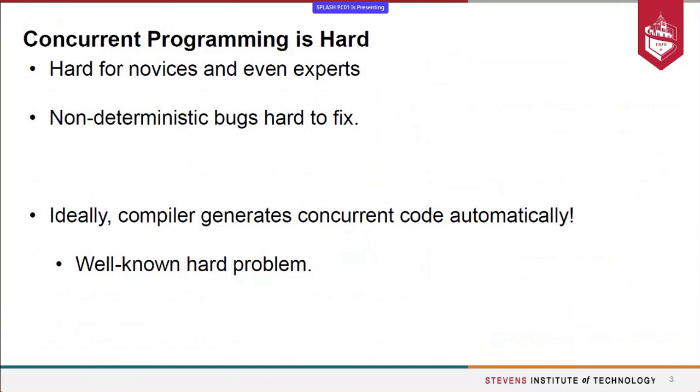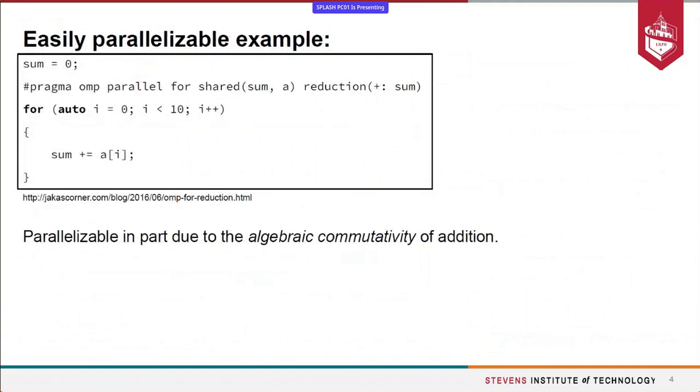So the dream is to have a serial program and have a compiler generate concurrent code automatically. But once again, the field of parallelizing compilers is well known to be a difficult problem. But I would like to focus on a case where there's been a little bit of success. This snippet is from OpenMP for C++, and we're able to parallelize this for loop in part because it's labeled as a reduction, doing a sum. And these operations are parallelizable in part due to the algebraic properties of addition, namely commutativity and associativity.